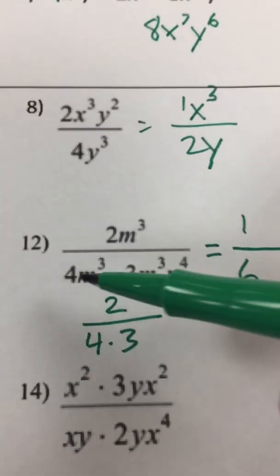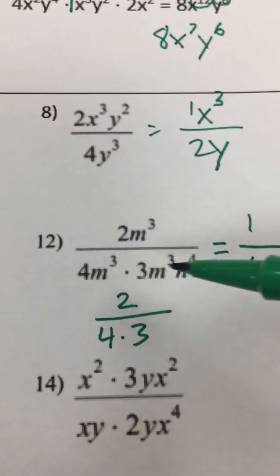Now, for my m's, you could go ahead and multiply the m's together first on bottom and then do a division.